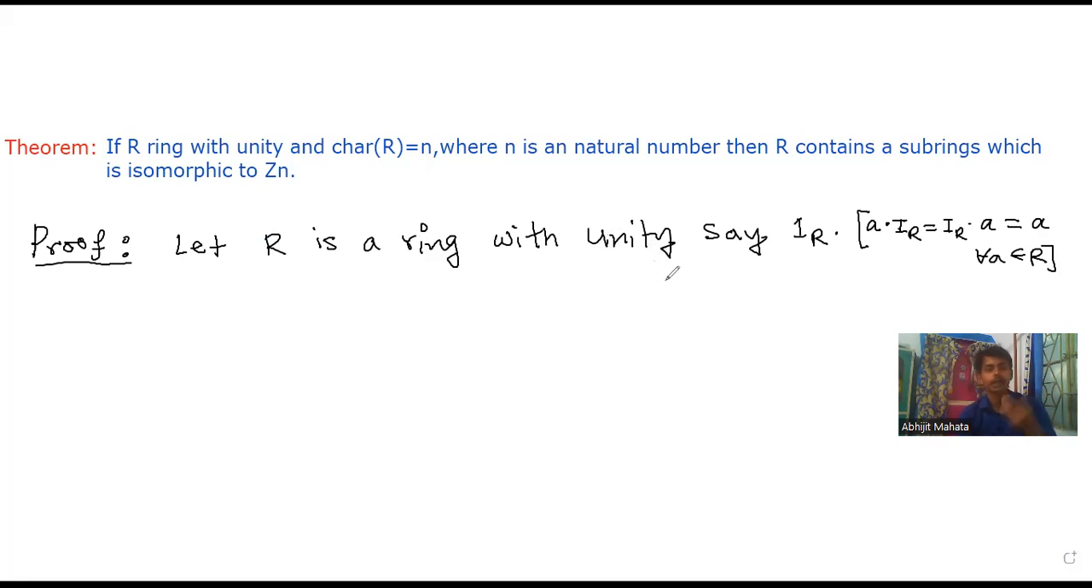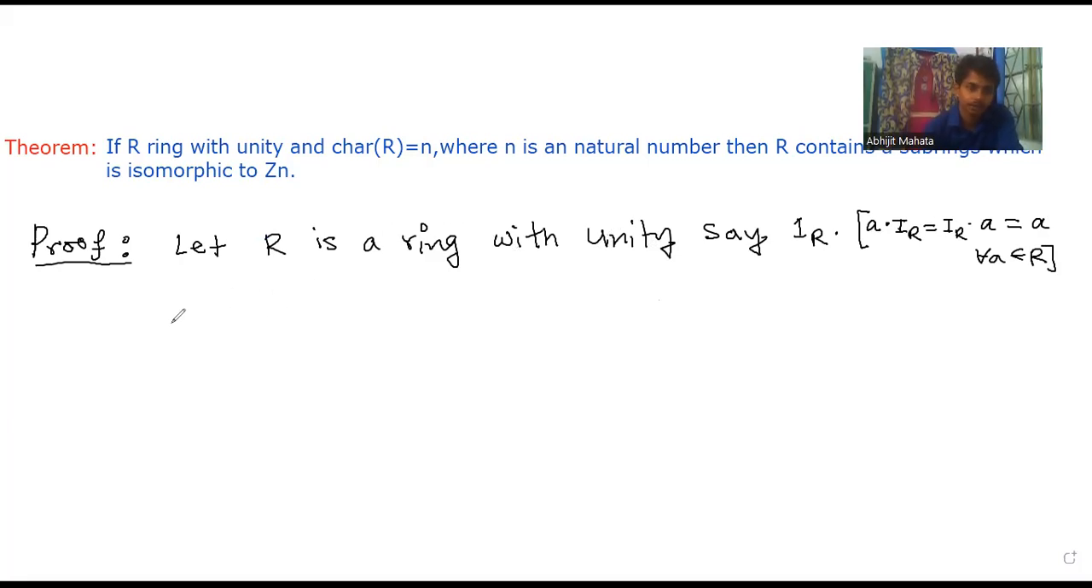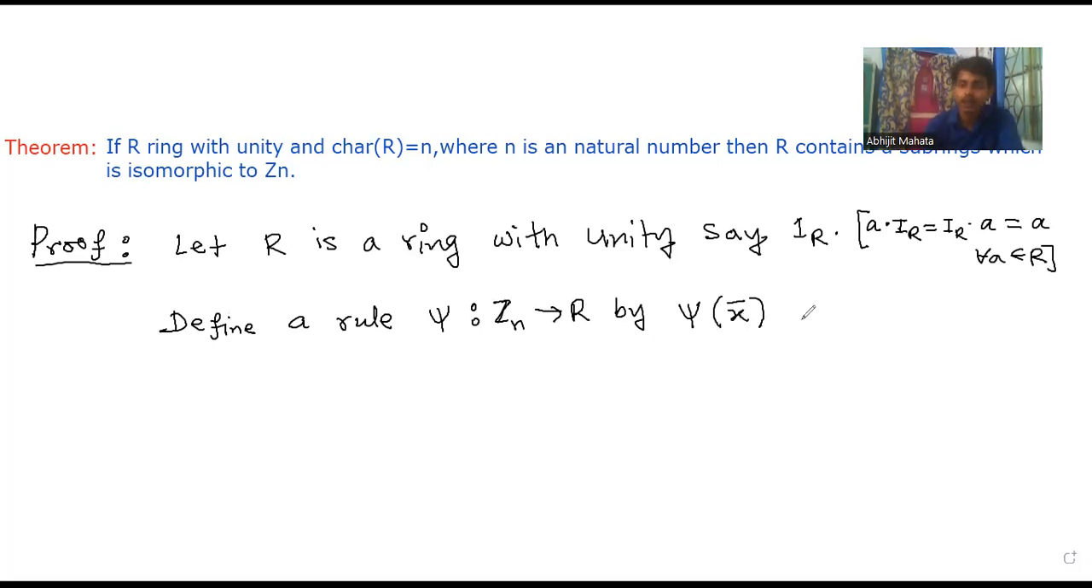We want to prove that inside R we have a subring that is actually isomorphic to the ring Zn. So how to prove? Define a rule. I'm not writing here map, I'm writing here rule. Define a rule, say psi from Zn to the ring R by psi of any element x bar, if we take from Zn, we are sending it to x·1_R. What is the meaning of this? x·1_R means we are taking x times the identity element 1_R.